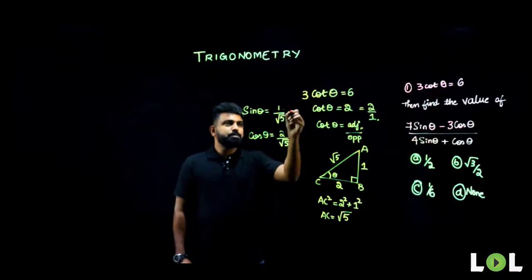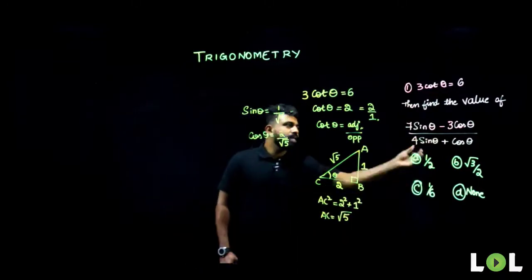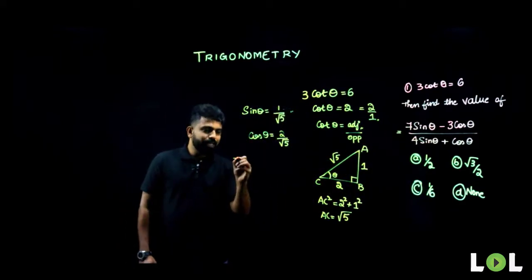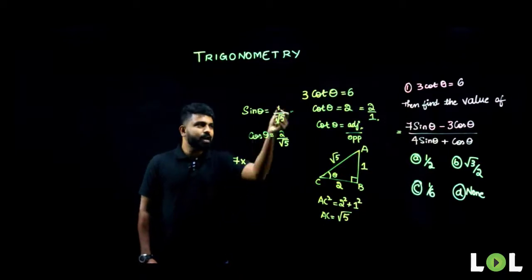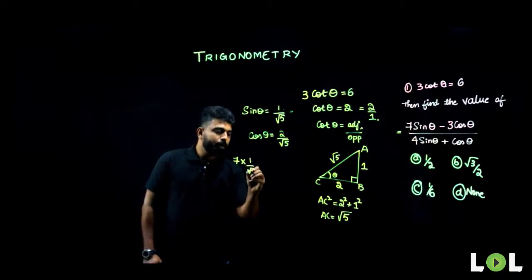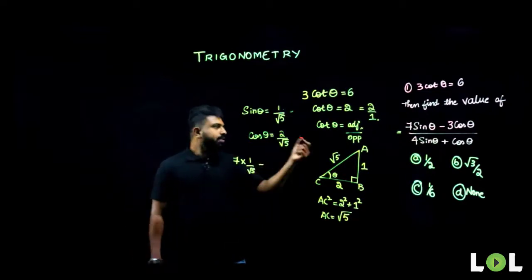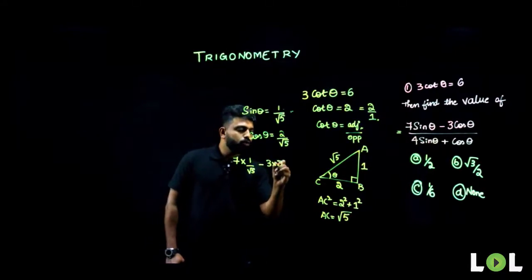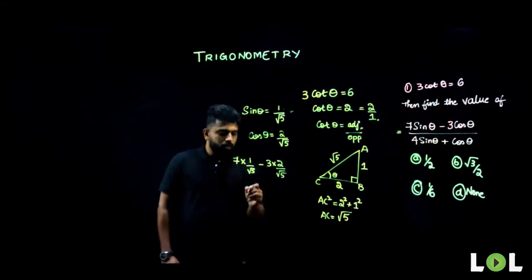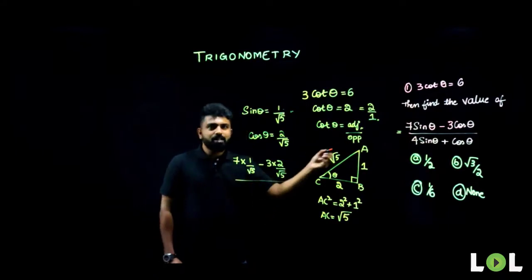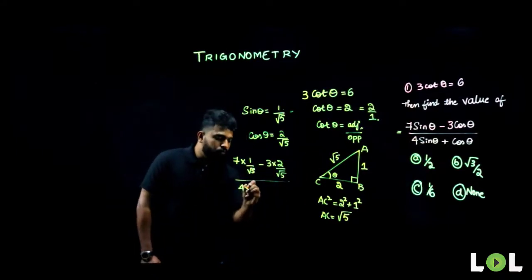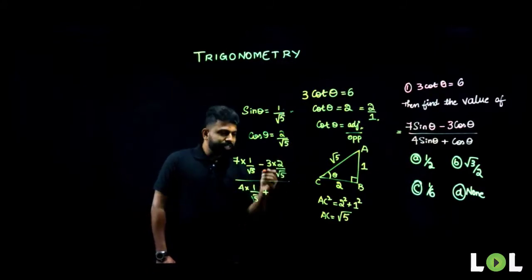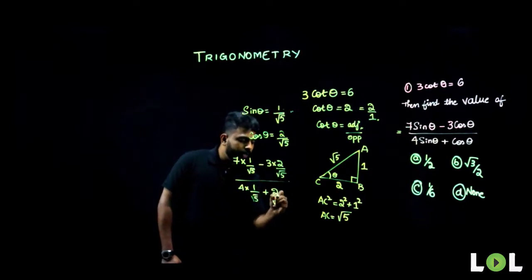Now let me quickly substitute this value of sin theta and cos theta in this equation here. So what do we get? We get 7 into sin theta. What is the value of sin theta? 1 by root 5, minus 3 cos theta. What is the value of cos theta? 2 by root 5. So this will be 3 into 2 by root 5. The whole divided by, what do we have in the denominator there? 4 sin theta. So it will be 4 into 1 by root 5 plus cos theta. Value of cos theta will be 2 divided by root 5.